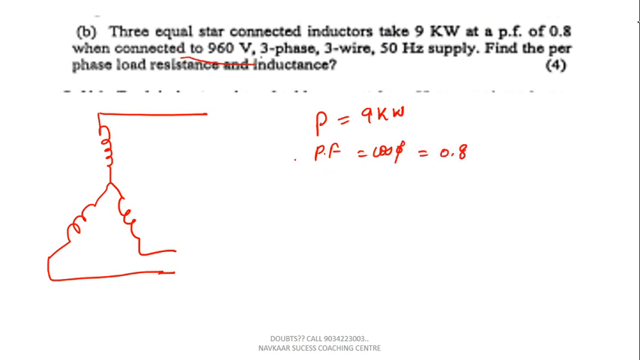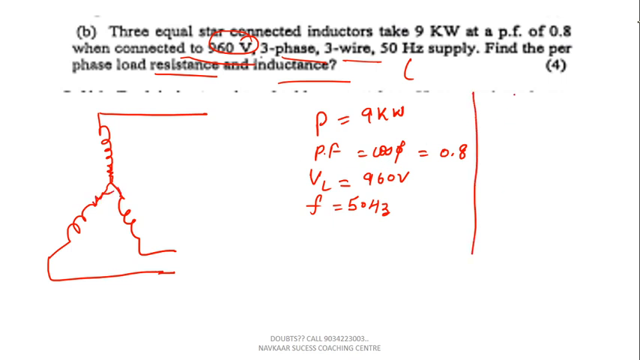When connected to a voltage, voltage is how much? VL, because I told you if nothing is mentioned then we need to take VL only. VL is 960 volt, 3 phase 3 wire, and frequency is 50 hertz, right? So first of all, what we need to calculate: R and L, means it is a combination of R and L.